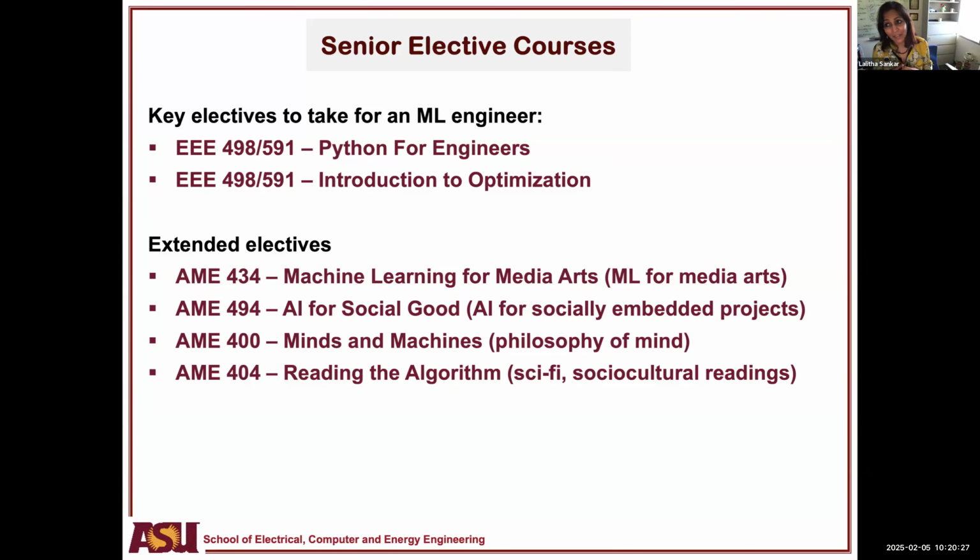We have a whole bunch of electives across EE as well as AME. Arts, Media, and Engineering is an interdisciplinary program between the School of Engineering, EE in particular, and the School of Music and Design. And we have some amazing faculty who teach some really cool classes. But the key electives for you should really be Python and optimization along with a core. I would encourage you to take one of these other extended electives.